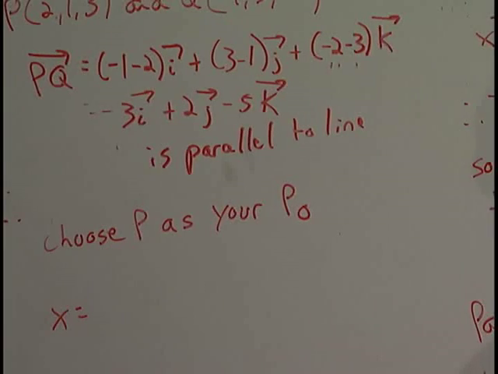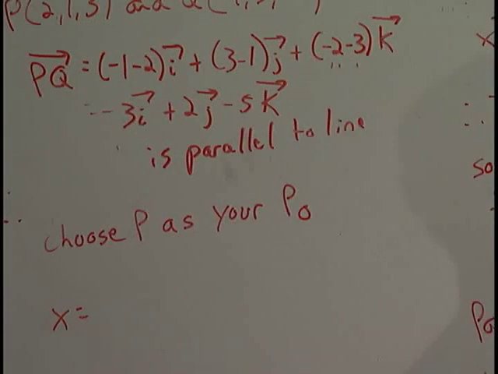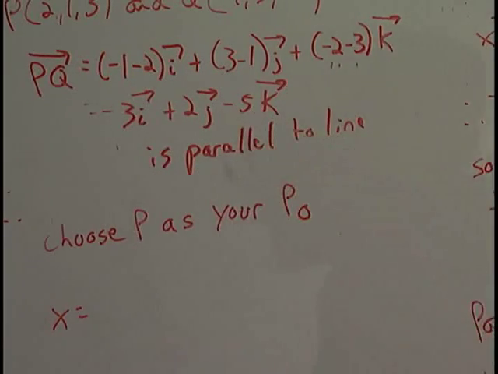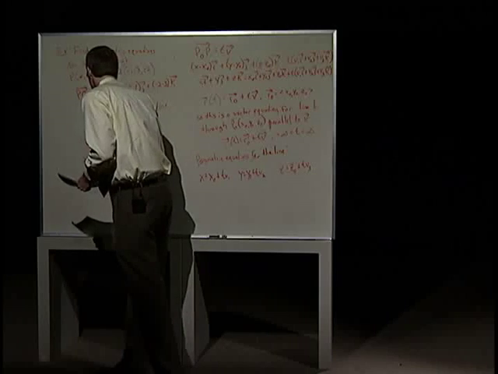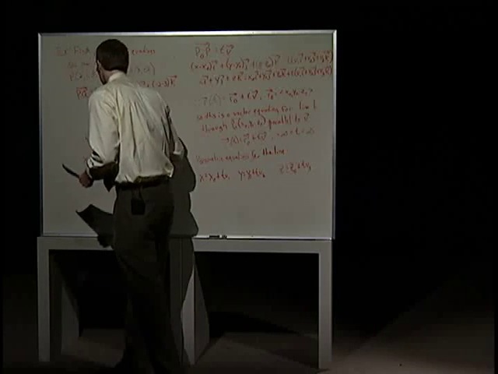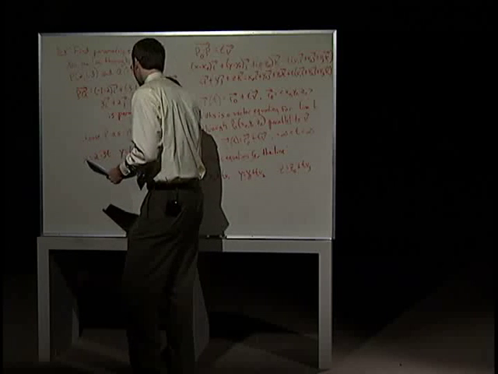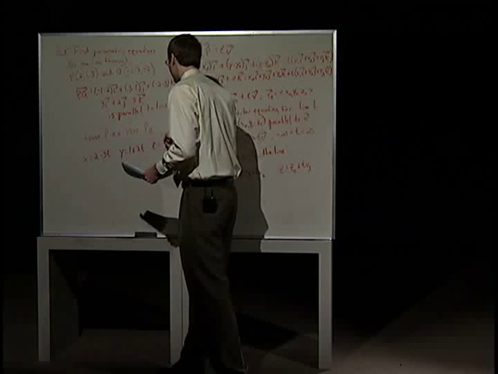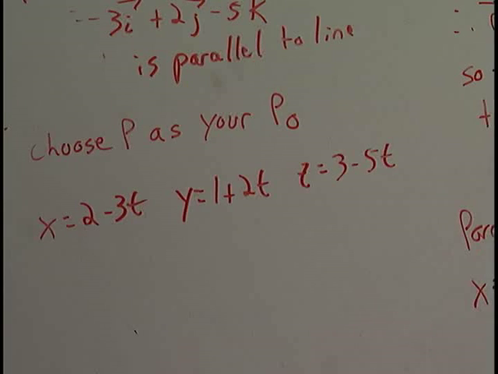And so then it's just plug and chug. We have our x naught, our y naught, and our z naught. They're coming out of the point P. Our v1, our v2, and our v3 are coming out of the components of our vector. So x is 2 minus 3t. y is 1 plus 2t. z is 3 minus 5t. There you go.